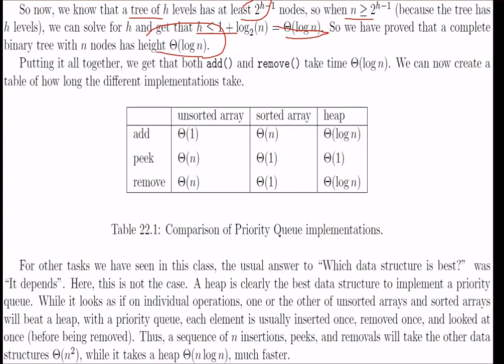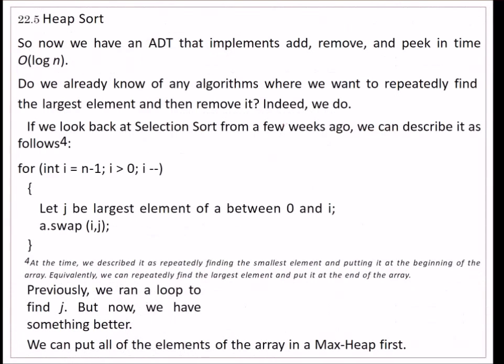And now putting all those together, which we have learned in the earlier session and this session: unsorted array for add, very good; sorted array for peek and remove, very good; but heap for add, for remove, or for peek, always very good. So this heap is clearly the best data structure to implement priority queue. So we do not need to ask now what data structure is best. Of course, heap. Now coming to heap sort.